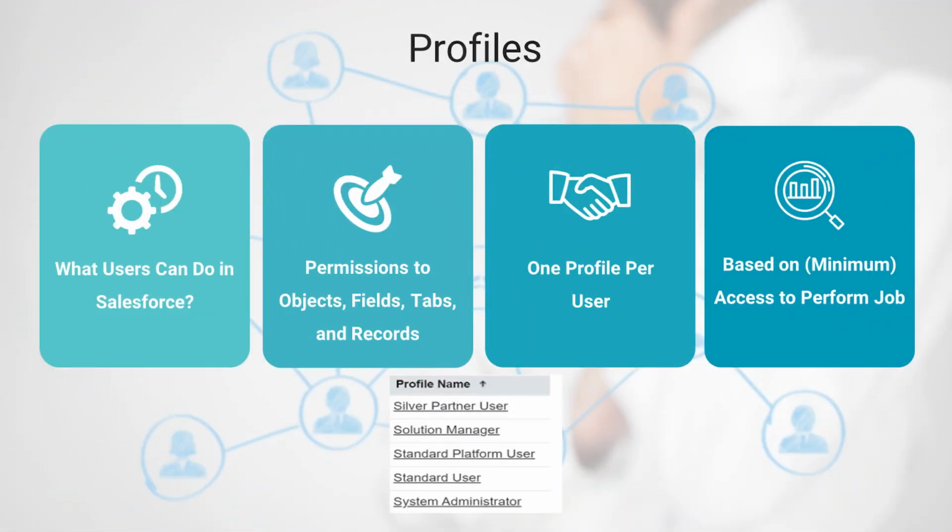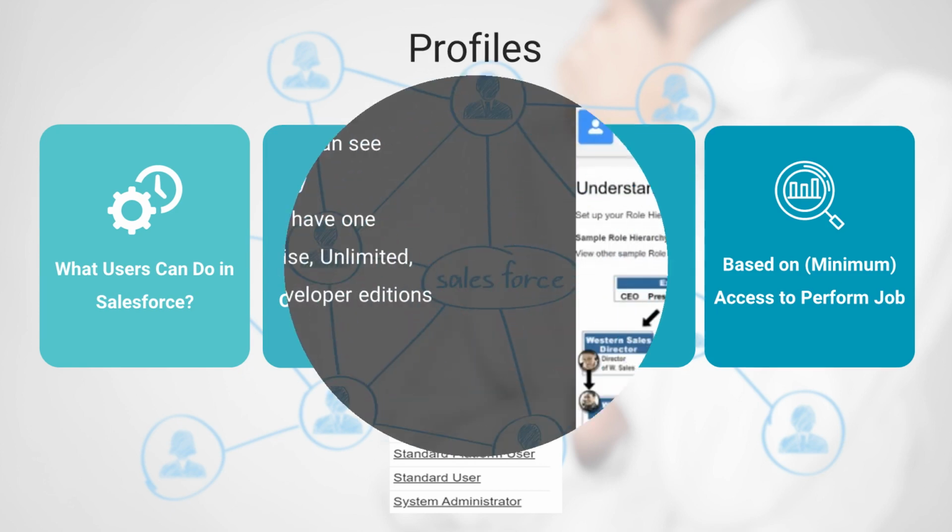Profiles. Profiles determine what users can do in Salesforce. They come with a set of permissions which grant access to particular objects, fields, tabs, and records. Each user can only have one profile. Select profiles based on a user's job function. The standard user profile is the best choice for most users. Do not give a user a profile with more access than the user needs to do their job. You can grant access to more items that the user needs with a permission set.